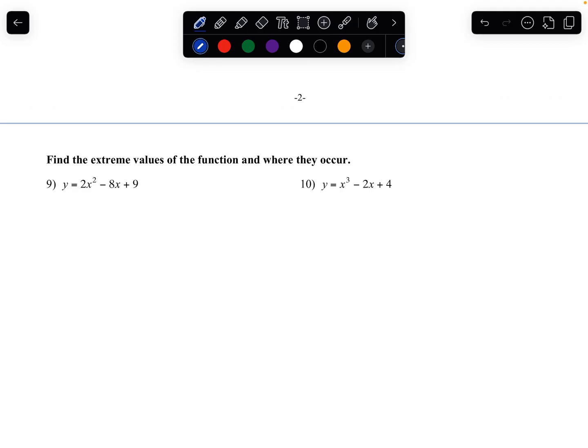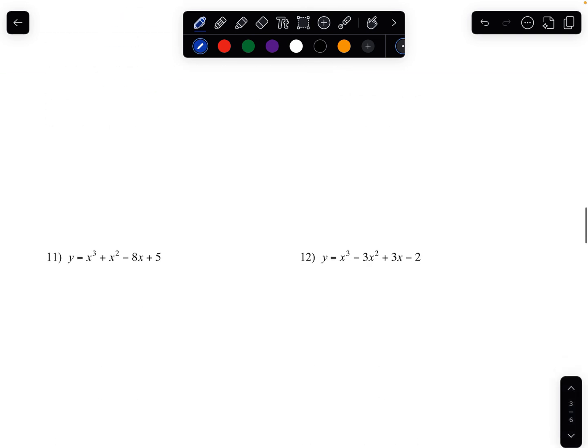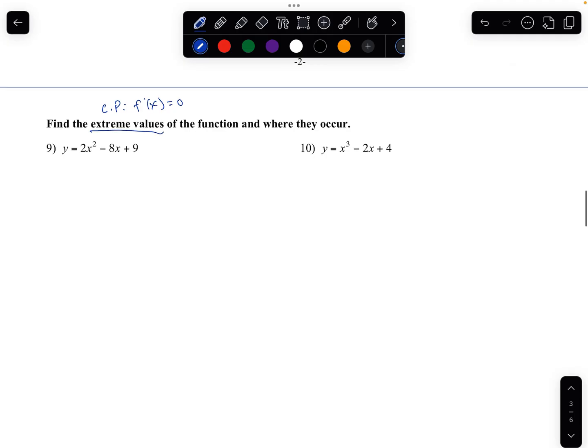So what we're going to do now, these aren't on any closed interval or anything, but we're going to find where the extreme values are. If you remember, we talked about extreme values happening at critical points, and critical points are where the derivative is equal to 0. So find the extreme values and where they occur.